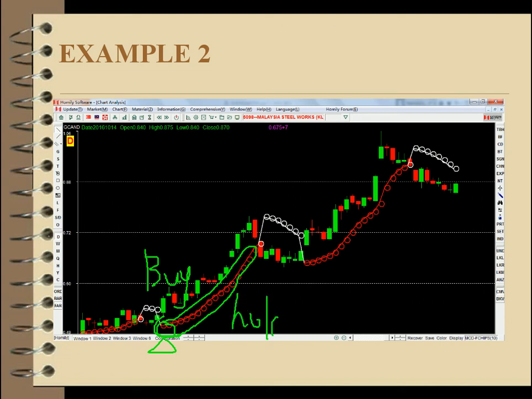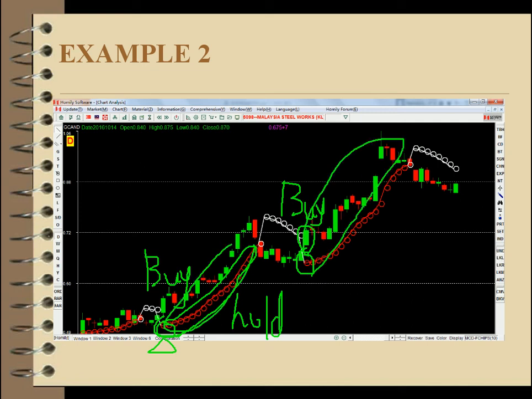Okay, hold. And this one breaks up. This is the first red. Consider to buy again, and then you hold, right? Hold. So this is the indicator to help you to judge when to hold, when to buy. Okay, this is very important.